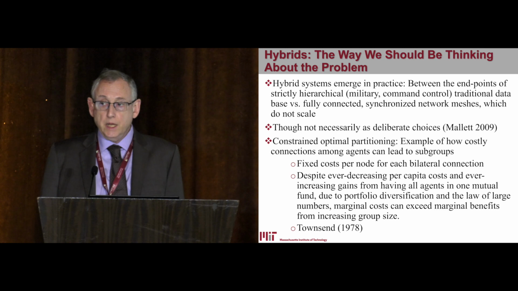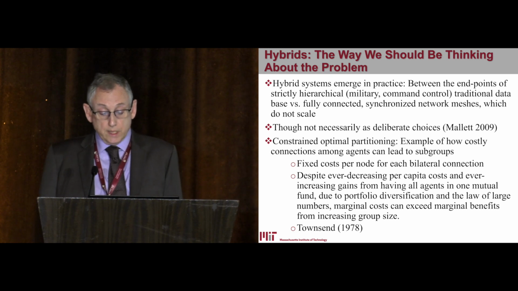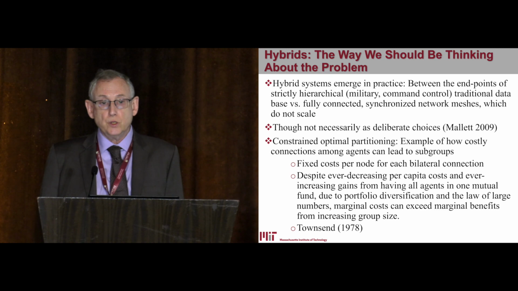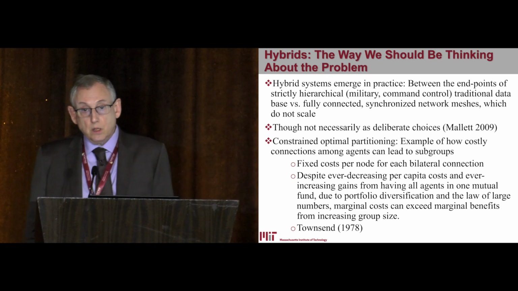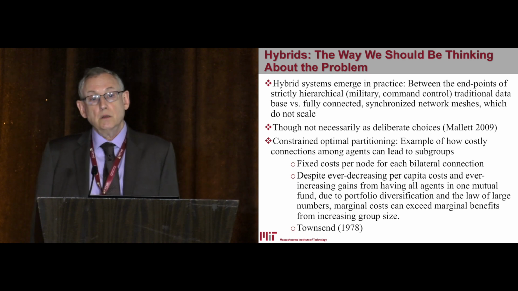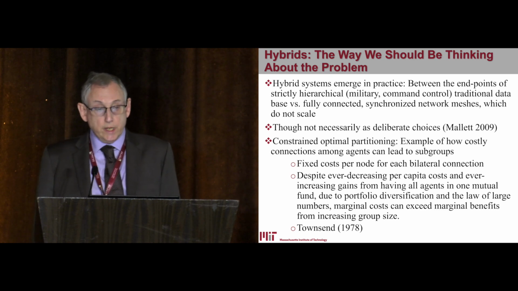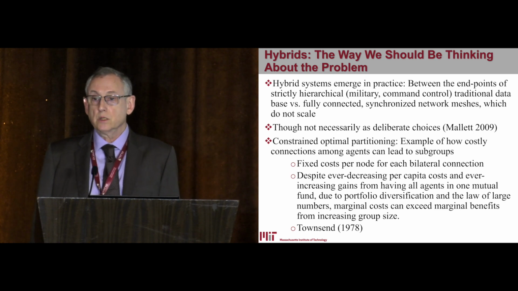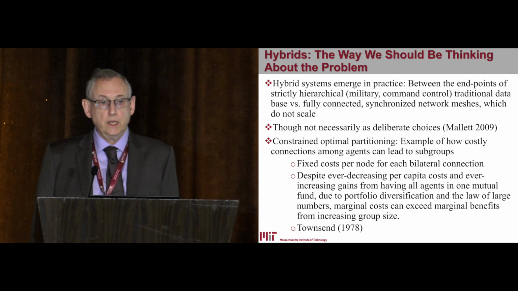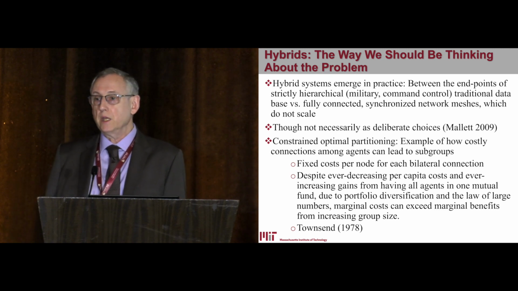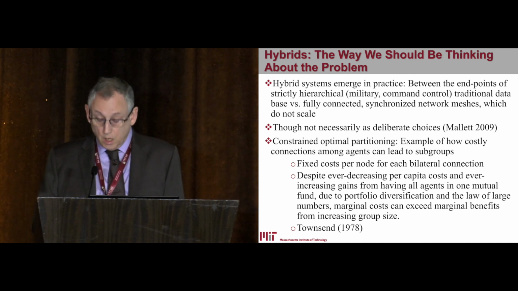One could think about designing systems like constrained optimal partitioning. And then there are examples of this. For example, if there are costly bilateral connections, that can lead to subgroups where not everybody is connected to everybody else. Fixed cost per connection creates ever-decreasing per capita costs, and a model with risk, an increasing number of connections has ever-increasing marginal gains, but it can happen that the marginal cost of adding one more node exceeds the marginal gain, and you truncate the size of the group and start over again. So this is an economic way of thinking about how to create optimal hybrids.